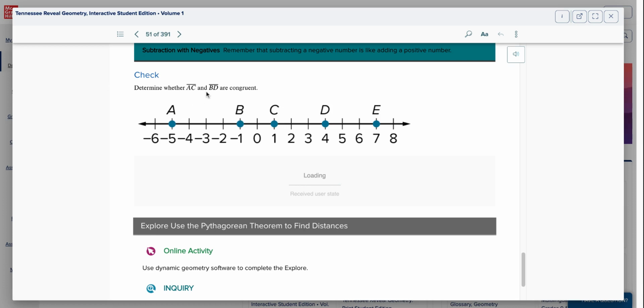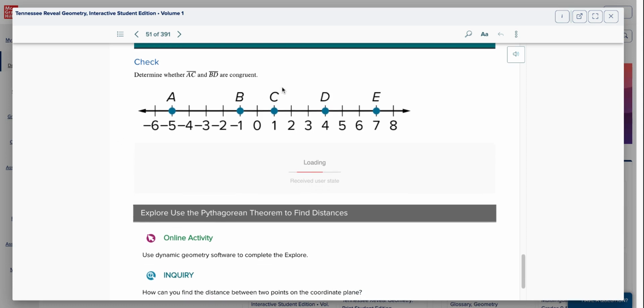And you can always go backwards. From B to D, counting from B over to D, I'm moving once, twice, 3 times, 4 times, 5 times. So these are not equal to each other because AC was a 6. BD was a 5, and I would put that information in if it was loading.